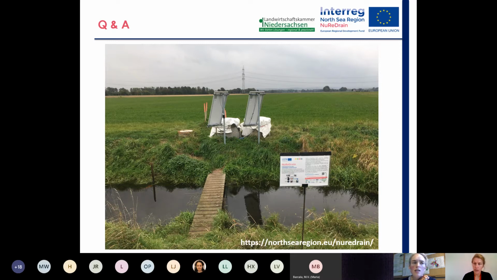Yes, the drainage tiles are ending below the water level, as you can see on the photo right now on the slide. And it's under pressure, so suction drainage. We do not have that much problem with anoxic conditions, or we didn't measure it up to now, so I cannot clearly answer this question.